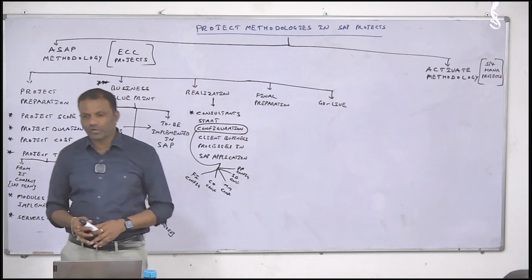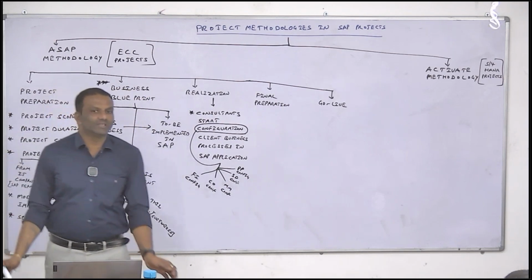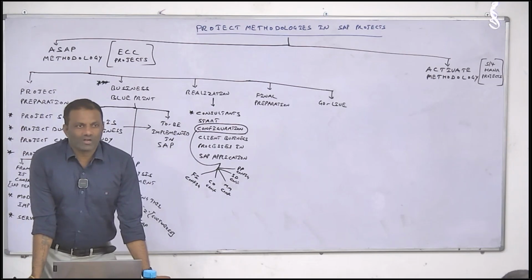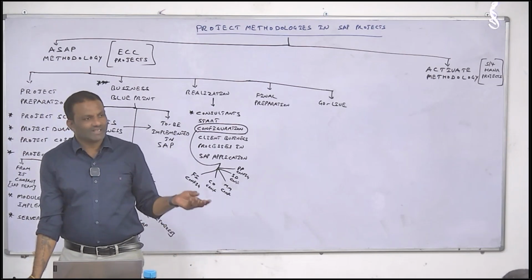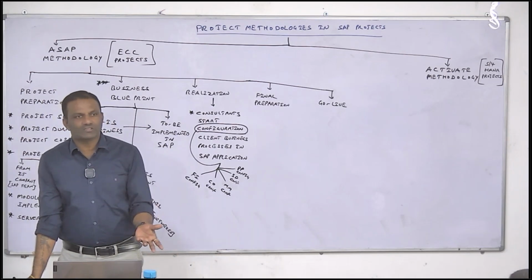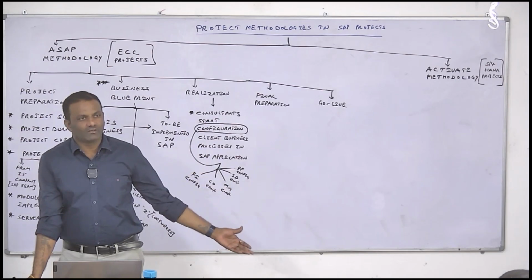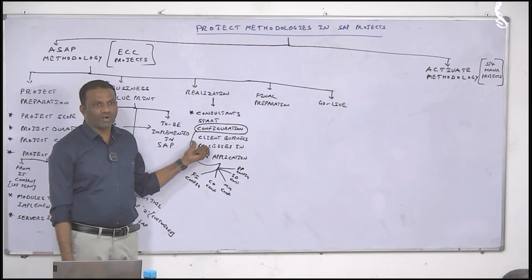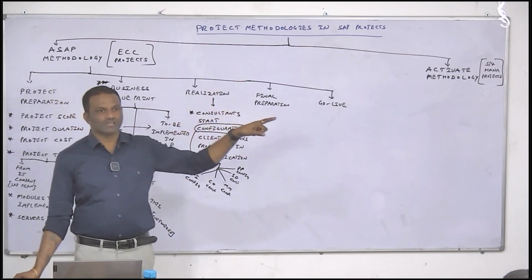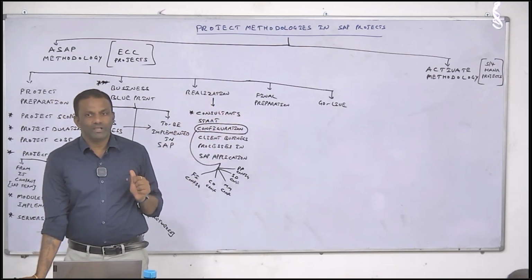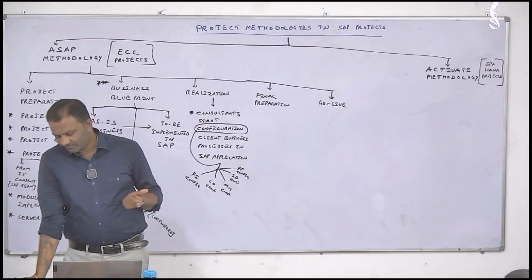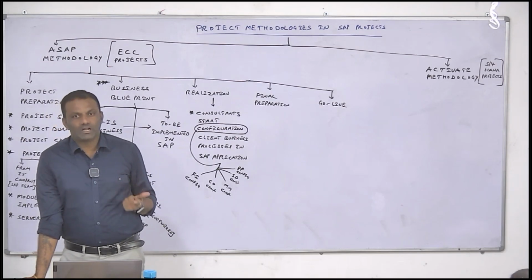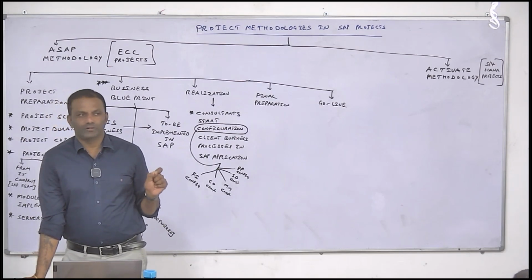Don't think that in every project only FICO consultants will be there. Along with you, MM consultants are also there, SD consultants also there, PP consultants also there, HCM also there, right or wrong? These people, what will they do? They will configure the client business process based on the client business requirement. Hope you got my point.